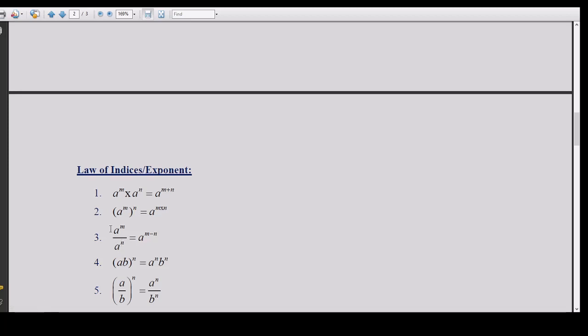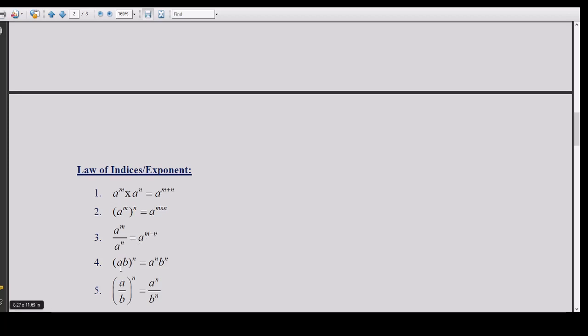If you divide any two numbers having the same base and different powers, then what will you get? a^(m minus n). The base will be the same, but the power will be subtracted. Remember, if you multiply them, the powers will be added. If you divide them, the powers will get subtracted.